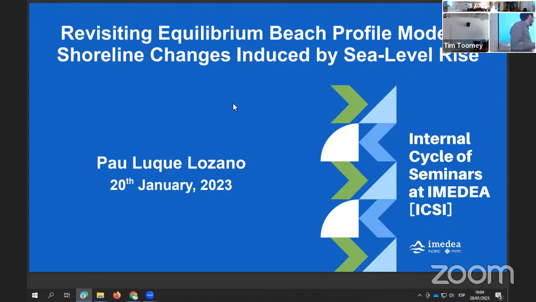Well, welcome to everyone. We are talking about the use of equilibrium beach profiles to analyze shoreline changes caused by the effects of sea level rise. This presentation is based on our study that consisted in revisiting some older models using equilibrium beach profile theory and then proposing an improvement over these models.